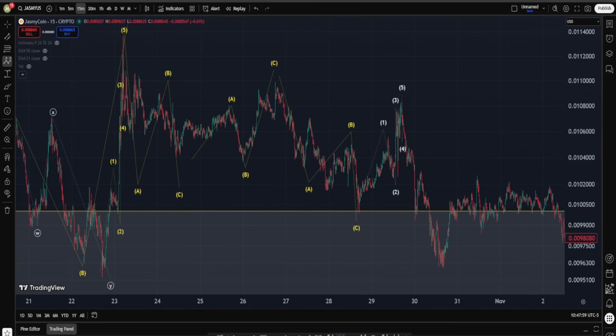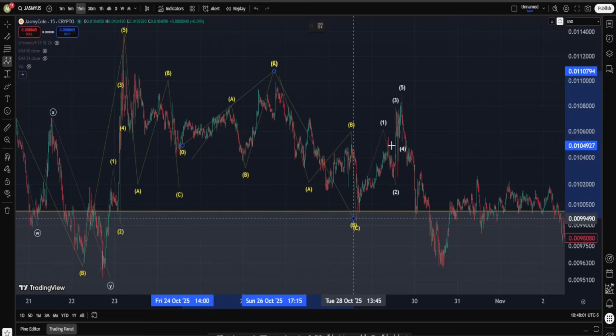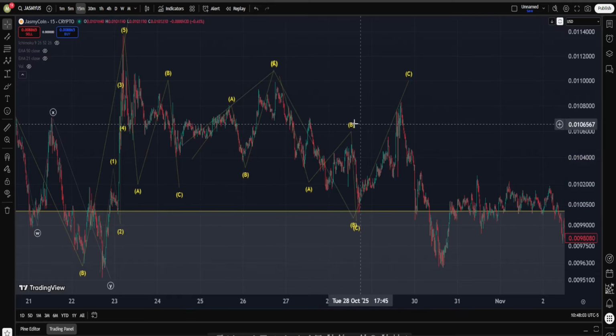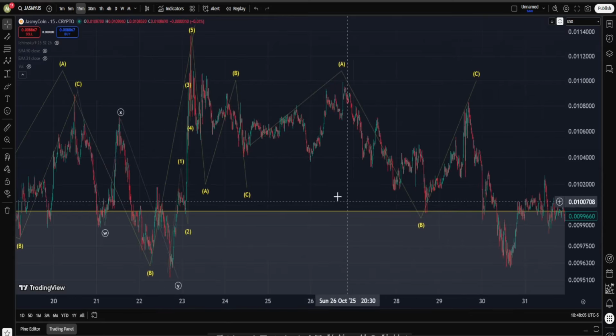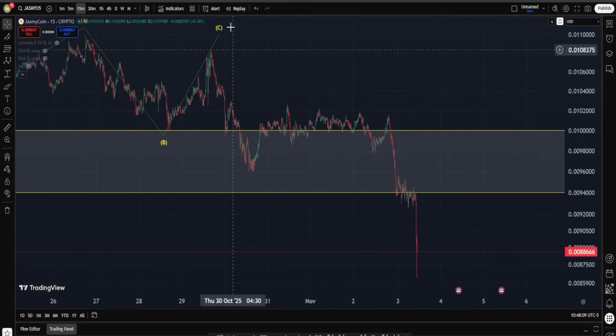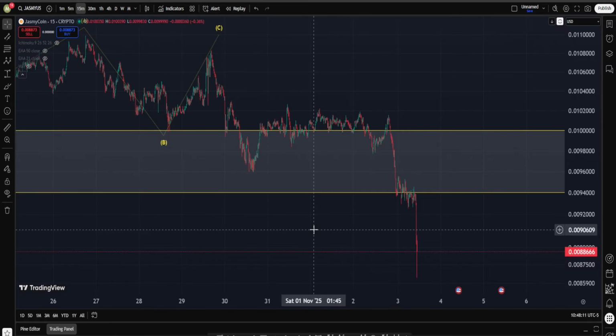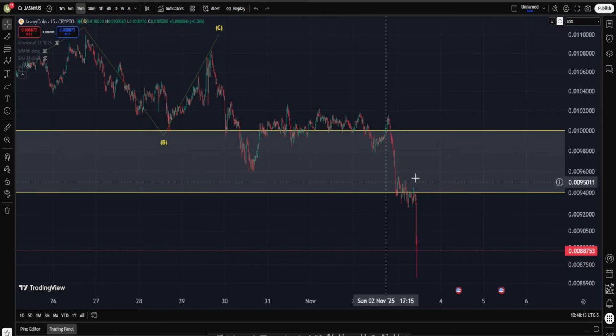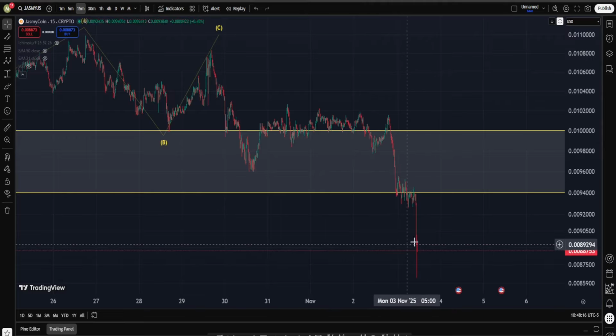Probably from this point, an ABC running flat, something like this. And let's just delete the sub waves. Okay, so far we said this is ABC down followed by a running flat up. And what is going on from this point moving forward? I think we are having an ABC in form of a zigzag structure.